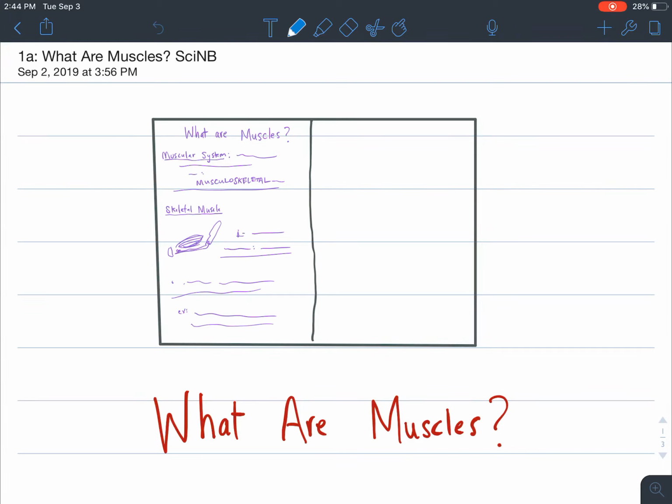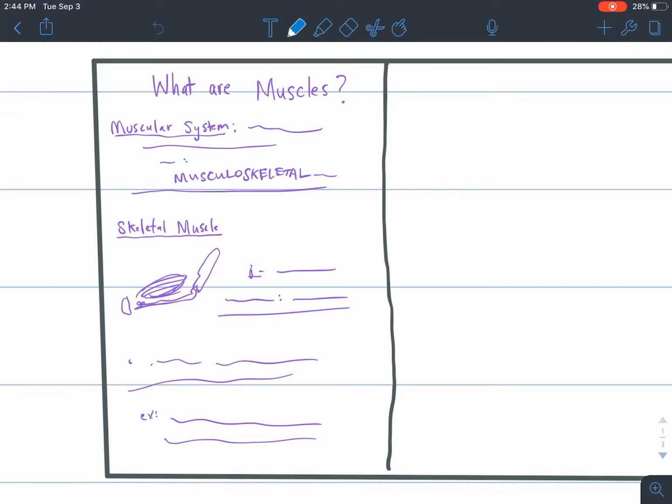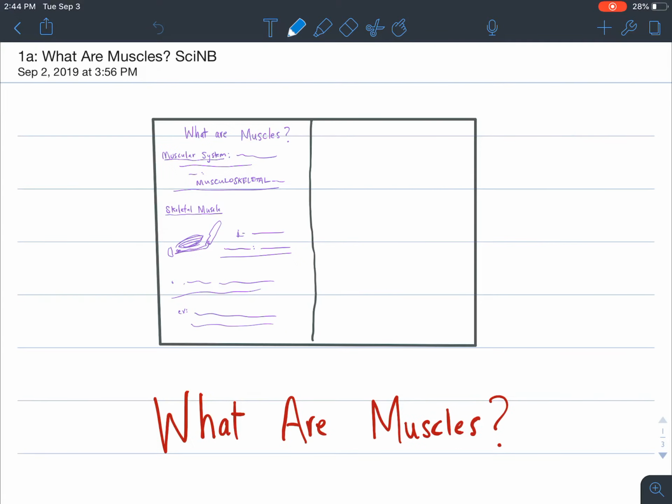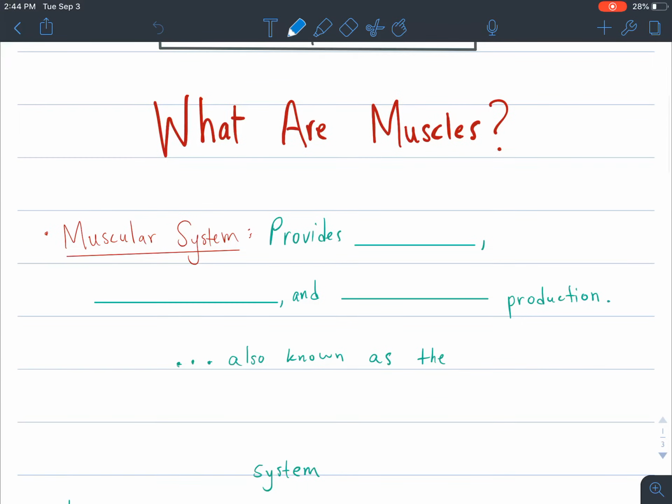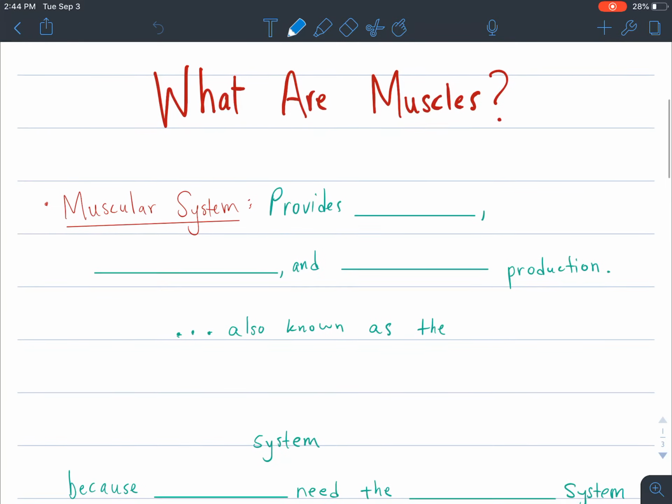So, title your page, What Are Muscles? We're going to look at the muscular system and define what a skeletal muscle is. So, here we go. What are muscles?